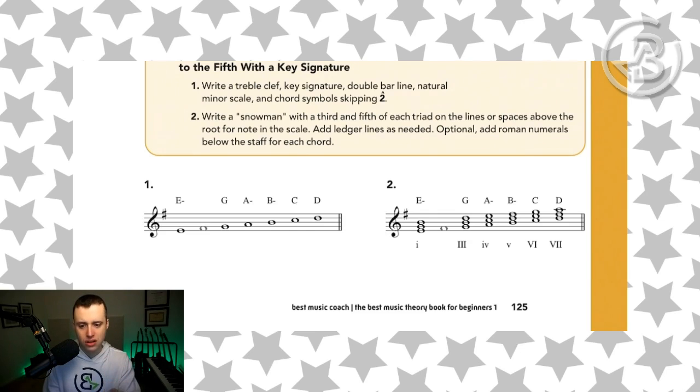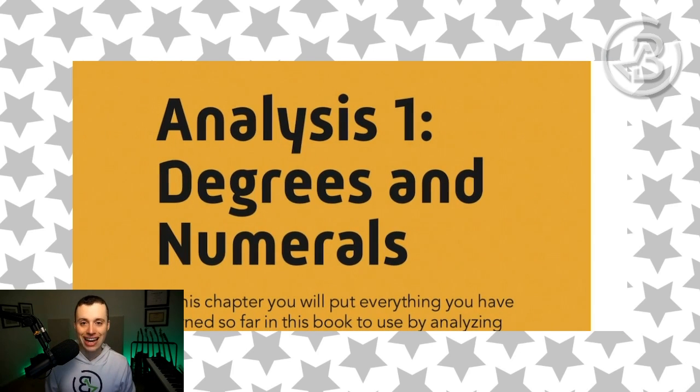As a bonus, add in the Roman numerals underneath, because making a really solid connection between the chords, the scale, the key, and the Roman numerals is going to be really important in the next chapter, which we are about to head into, called Analysis 1, Degrees and Numerals. I will see you in the next lesson for the last chapter and the last module in this course.